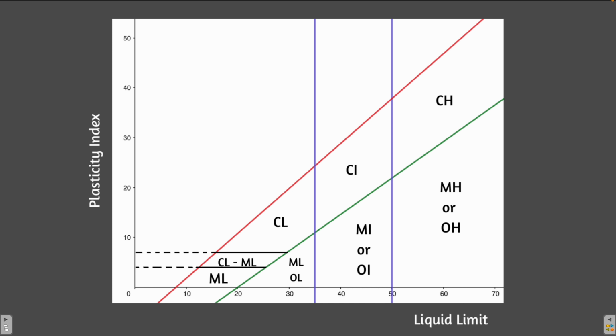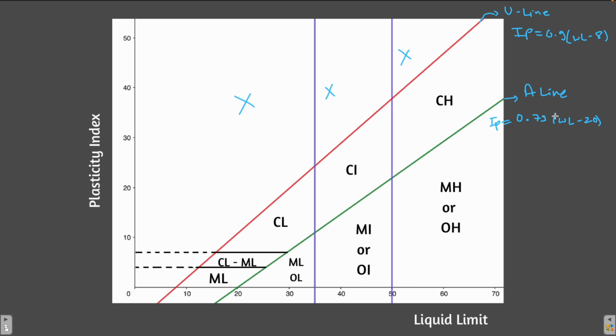This green line over here is the A line, and the equation of the A line is very important. You must know the equation of the A line. It is 0.73 (WL minus 20). So this is an equation: IP equals 0.73 (WL minus 20). This is the equation of the A line.